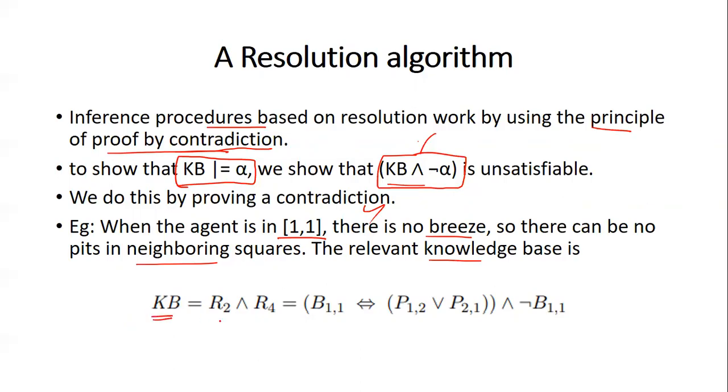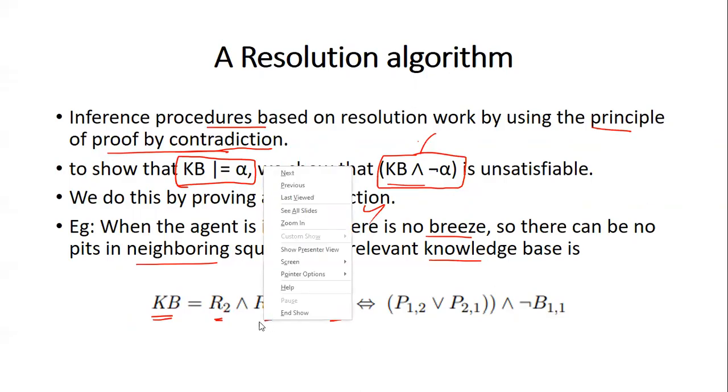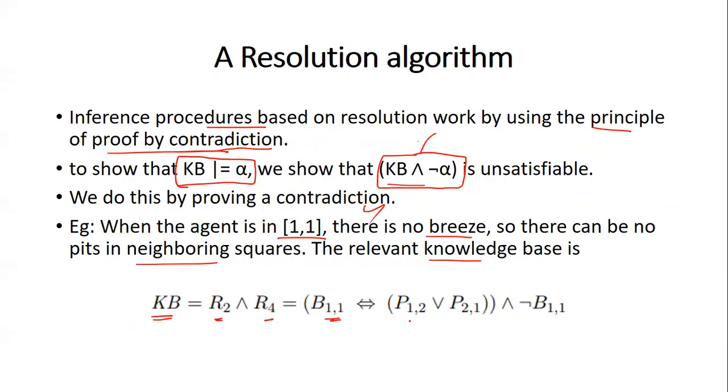KB equal to R2. So R2 is if there is breeze in 1,1, that is what rule 2 is. And R4 is then there will be pit in 1,2 or 2,1. So basically what does it represent? If there is breeze in 1,1, then bidirectional pit in 1,2 or 2,1. Okay, so this is a generic rule. But there is a fact given. What is the fact given? There is no breeze in 1,1. So it is given there is no breeze in 1,1, right?